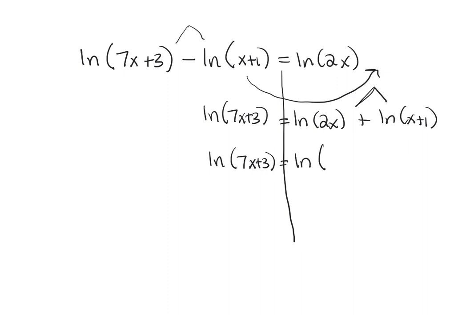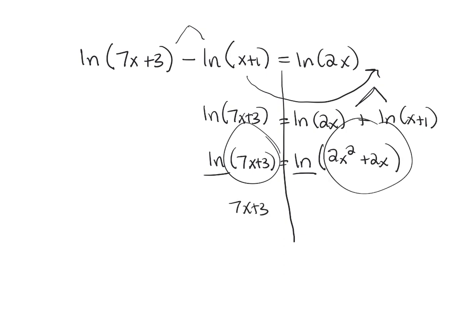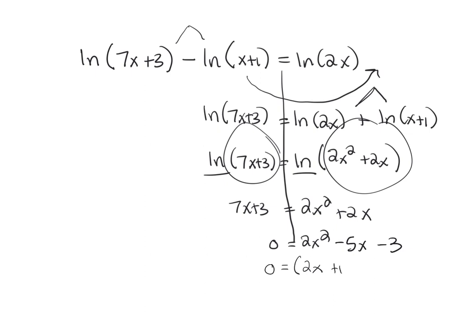So 2x times x plus 1 is 2x squared plus 2x. Natural logs are isolated, so set this equal to this. So we have a quadratic, set it equal to 0. Subtracting the 7x would take me to minus 5x and then minus 3. That's actually the exact same quadratic that we had in the last one. I didn't even realize that. So 2x plus 1 and x minus 3.